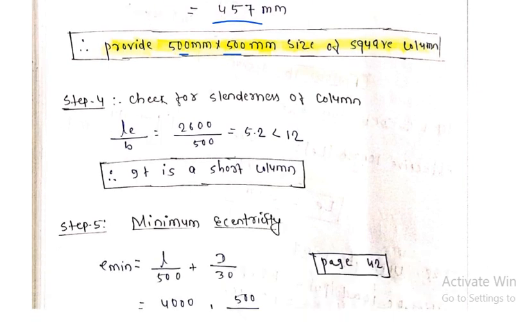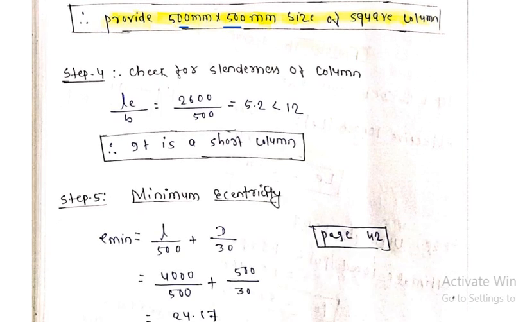So let's check whether it is a long column or short column. ये समझना बहुत ही जरूरी है. It is very important to know whether it is a long column or short column. So for that, L by B, right, we know that the effective length to least lateral dimension, I have told you in the first lecture itself, if it is less than 12 then it is short, if it is greater than 12 then it is long. So here it comes 5.2, of course it is less than 12, then ये short column है. बहुत ही आसान है, ठीक है.